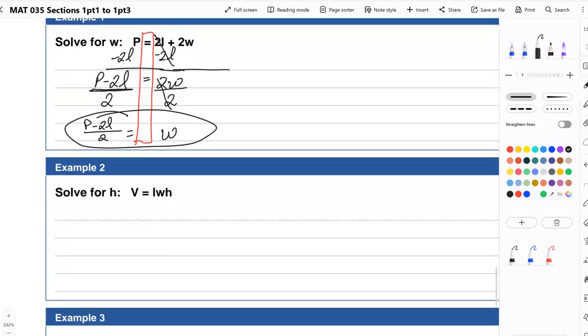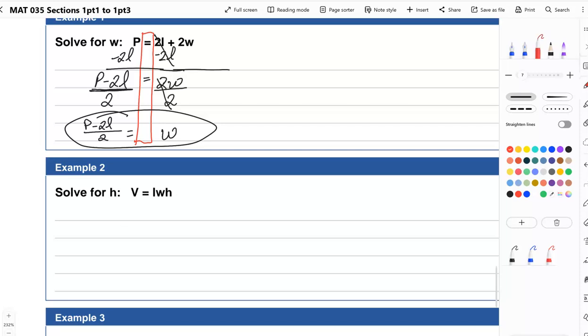Let's look at the next one. We have V equals LWH. That's the volume equation for a rectangular prism. So think about the volume of a box. You get a box from Amazon, and the volume is how much liquid it could hold. This is the volume equation. We want to solve for H.